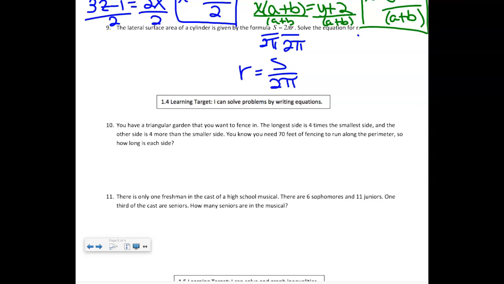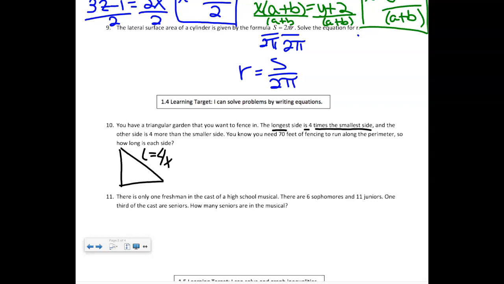So it says I have a triangle. So right away, I'm going to draw a triangle. It says the longest side is 4 times the smallest side. So I'm going to say L for longest. So I'm going to say L equals 4 times X. I'm going to use X instead of S for smallest.